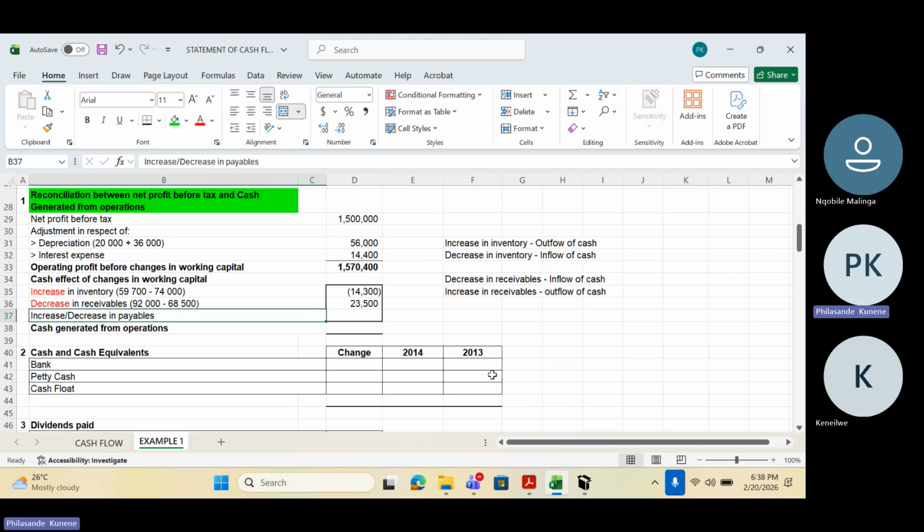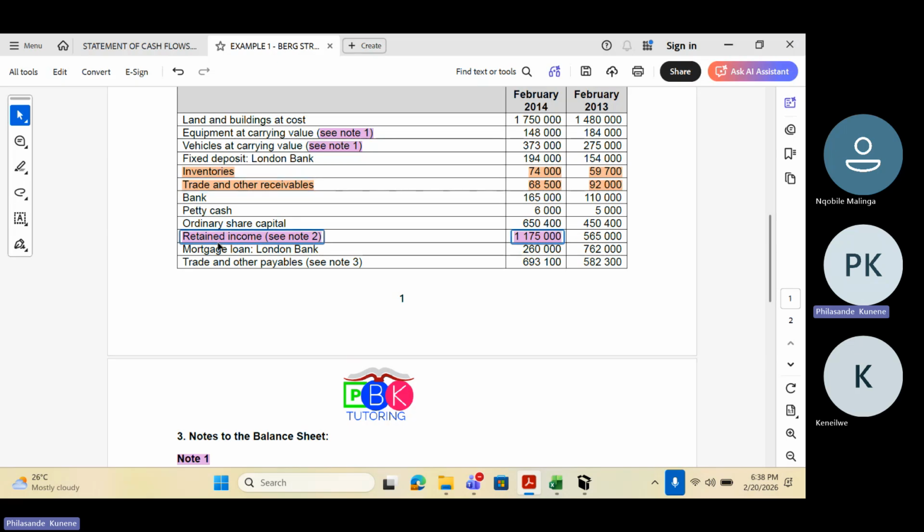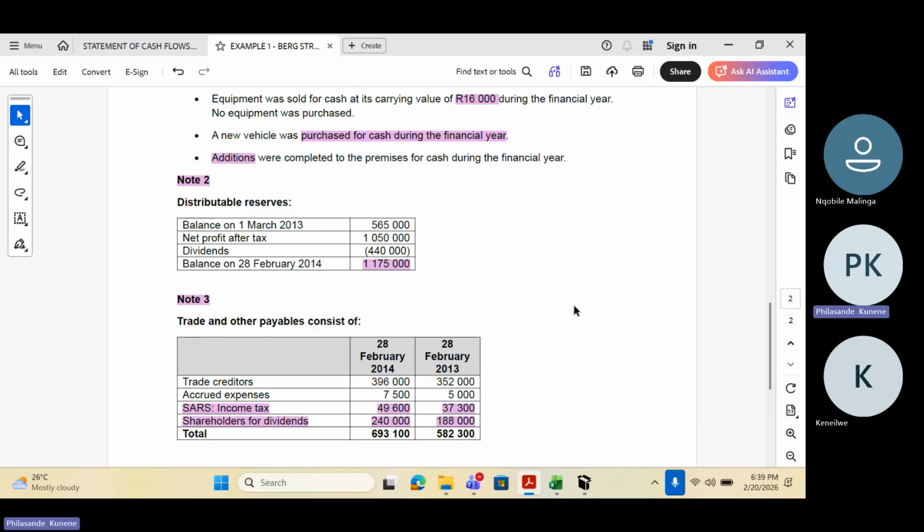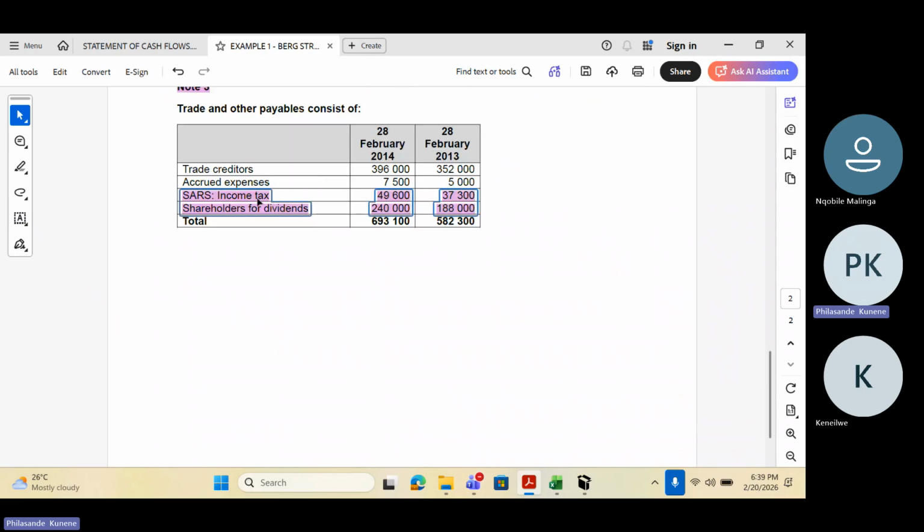Okay, let's talk about payables now. Where is trade and other payables? There it is. They said see note number 3. The reason is that there are amounts we need to remove. These two should be removed, because SARS income tax we're going to use when calculating tax paid, and shareholders for dividends we're going to use when calculating dividends paid. Those will be calculated separately.